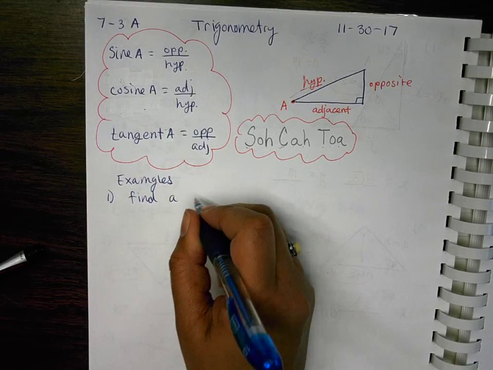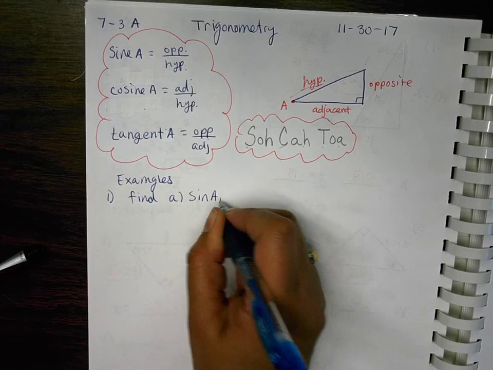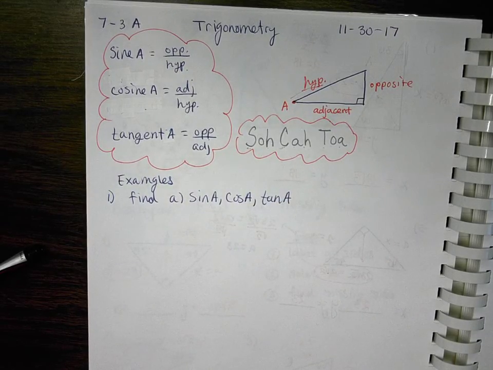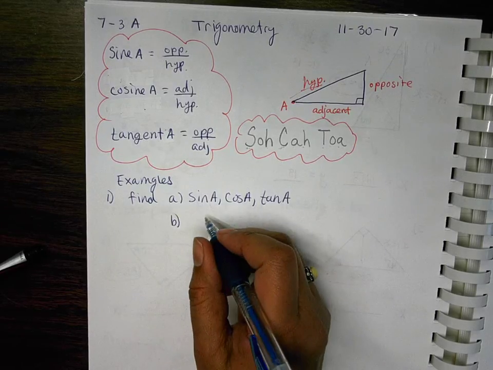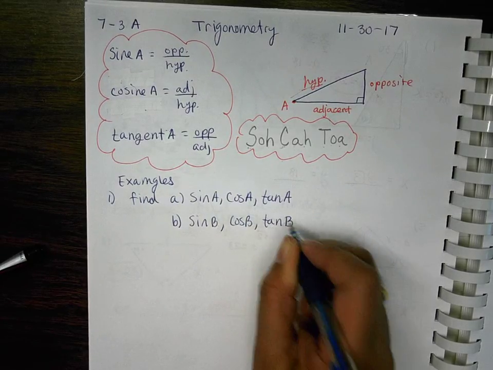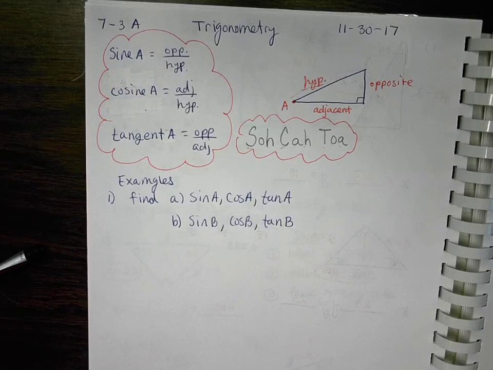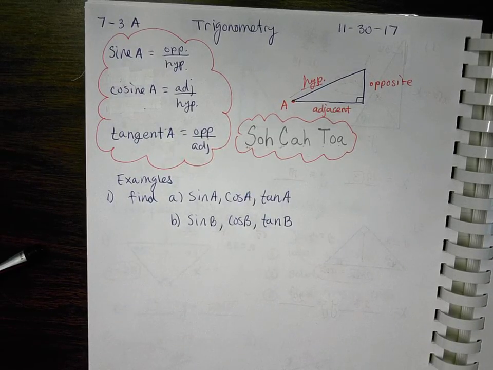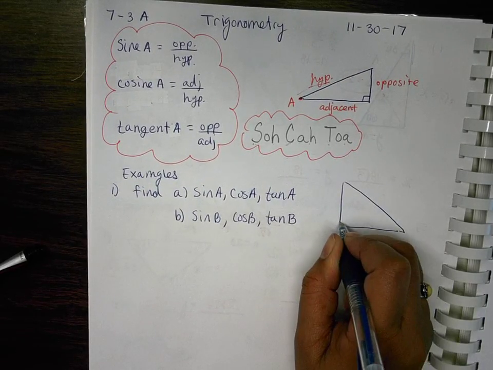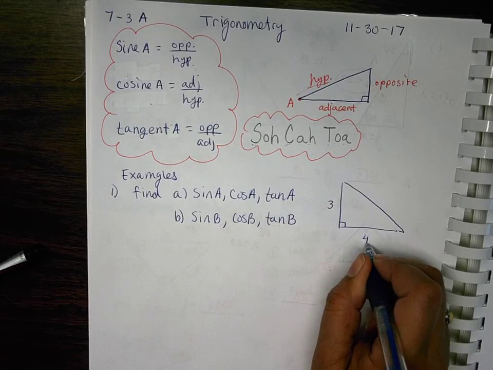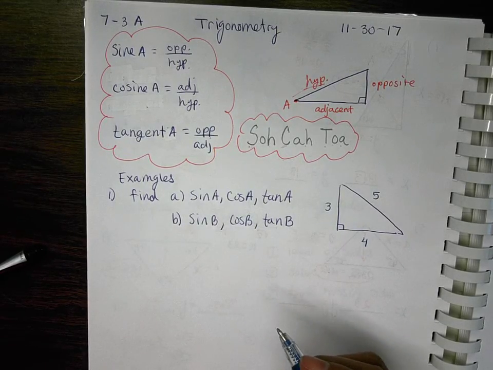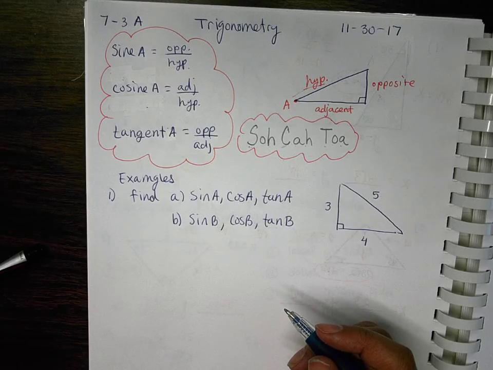Part A, I'm going to ask you to find sine of A, cosine of A, and tangent of A. Part B, I'm going to ask you to find sine of B, cosine of B, and tangent of B. And I'm going to give you a picture. Before I do, just get that down for now. Can you get a picture? Okay. And you have the worksheet in your packet.